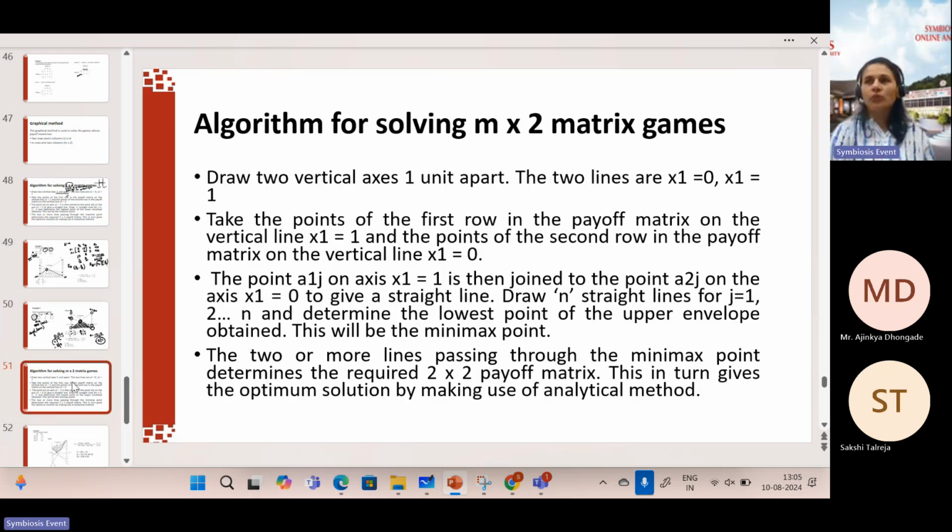That is my m cross 2. M cross 2 means player A is going to adopt multiple strategies, but player B is going to adopt only two strategies against it, right? So this is my m cross 2. Same methodology: two parallel tracks, vertical line axes we are going to draw one unit apart. So the two lines are x1 is 0 and x1 is 1. Take the points of the first row of the payoff matrix on the vertical line x equals 1 and the points of the second row on the second one. So same way as we have done, we are going to plot it.